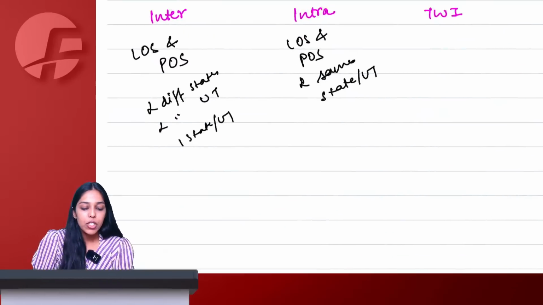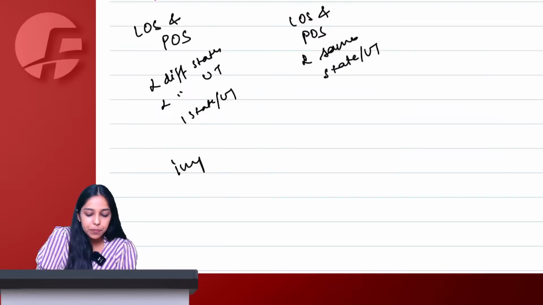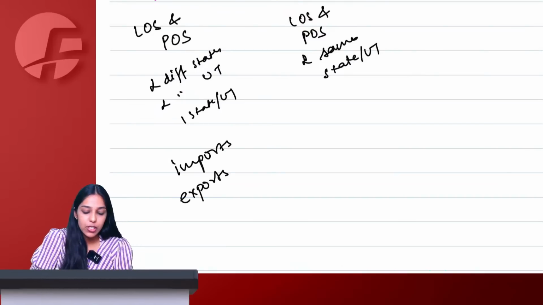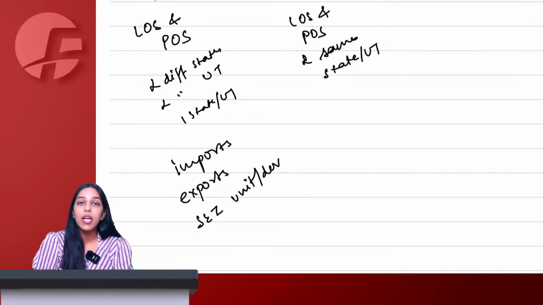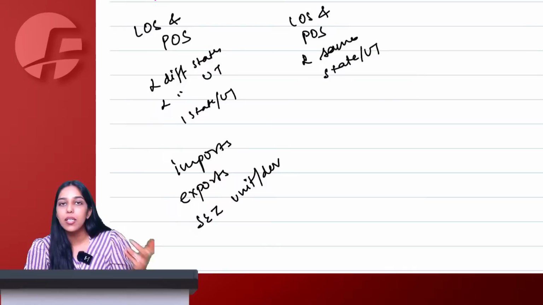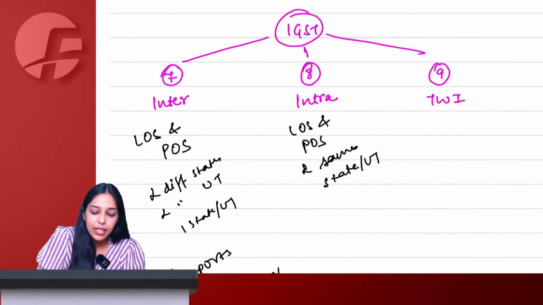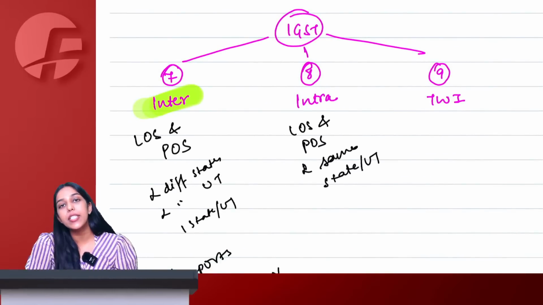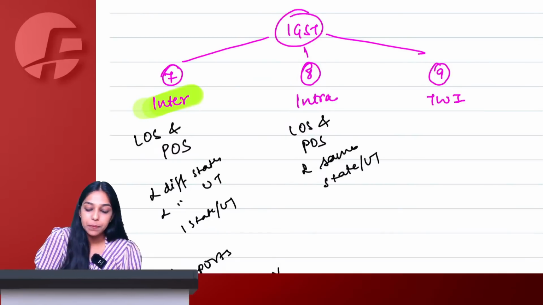So we will say all the imports, all the exports, be it of goods, be it of services, if you are making supplies to or receiving supplies from an SEZ unit or developer, and all the cases where location of supplier and place of supply are in 2 different states or UTs, 1 state, 1 UT, it is always considered as interstate supply, and for all interstate supplies, IGST is applicable.